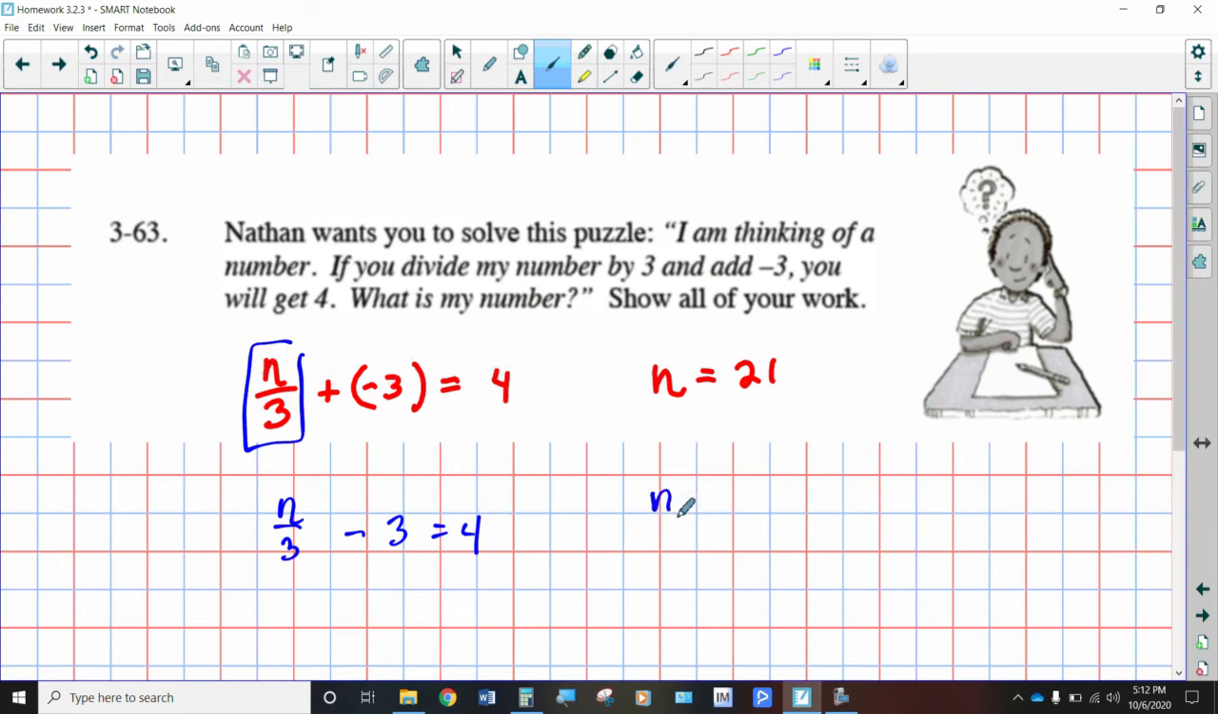So that means that n over 3 must have had a value of 7. Now we're taking a number and dividing it by 3 to give us 7 for an answer. What number do you divide by 3 to give you 7? Well, that's got to be 21, since 21 divided by 3 is 7. So that's how we know the answer is 21.